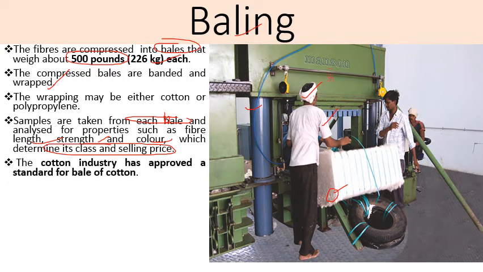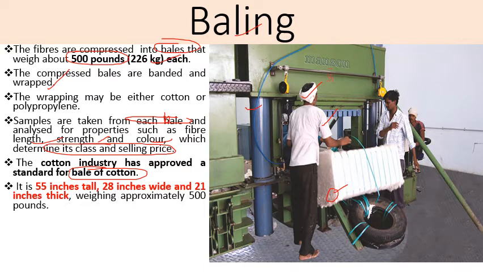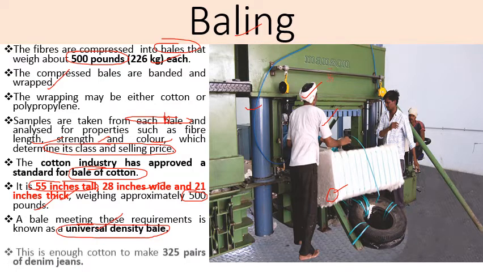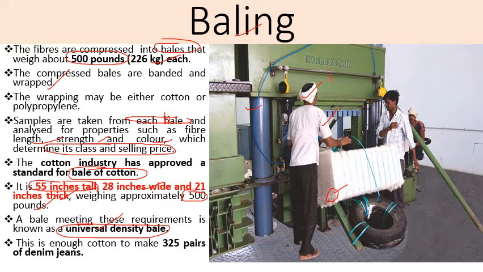The cotton industry has approved a standard for a bale of cotton, and the standard is 55 inches tall, 28 inches wide and 21 inches thick, weighing approximately 500 pounds. These are the dimensions decided by the cotton industry, and a bale which meets all these requirements is known as a universal density bale. This is enough cotton to make 325 pairs of denim jeans. So about 325 pairs of denim jeans can be made from this cotton.